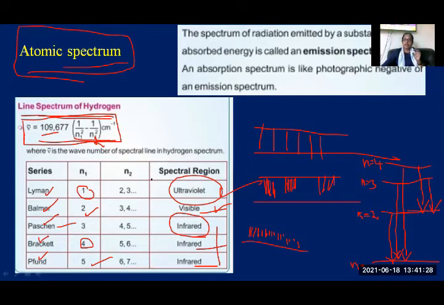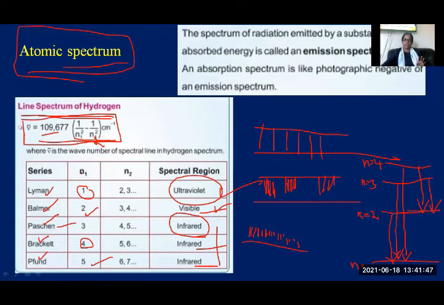Because when a problem is given, they will just say that a line is observed in the Balmer series. They will not mention what the n1 value is. Then you should know that if it is the Balmer series, coming in the visible range, then n1 should be 2.